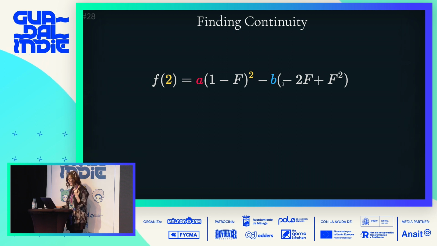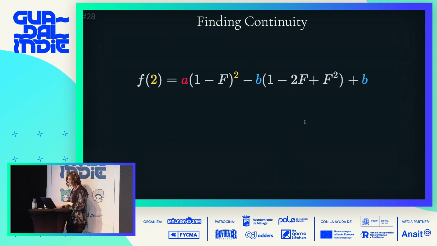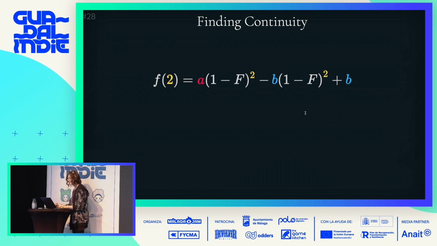Now we want to add a 1 inside of here. But like any modification we do to this equation, we have to balance out with some other change. Otherwise, we change the meaning of this equation. So if we add a 1 in here, it's going to do minus b times 1, which means that we need to add b to compensate for adding a 1 in here. And so if we add a 1, we have to add plus b at the end to make sure that the equation is still the same thing as before. All right, and now 1 minus 2f plus f squared is equal to 1 minus f squared.